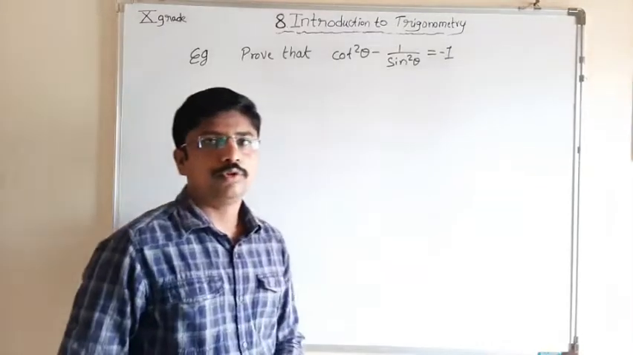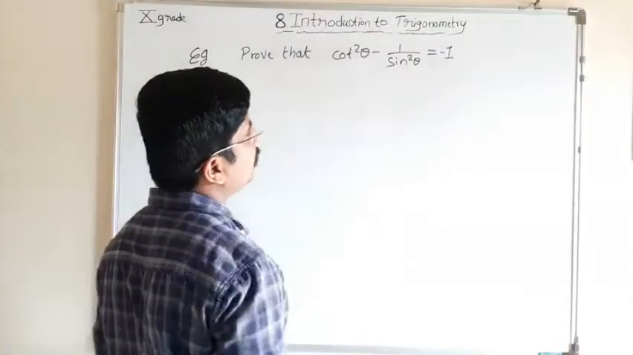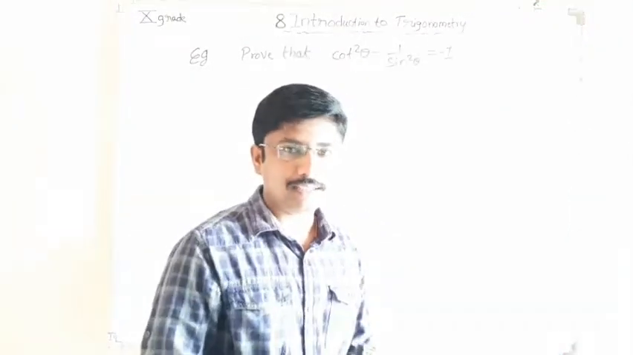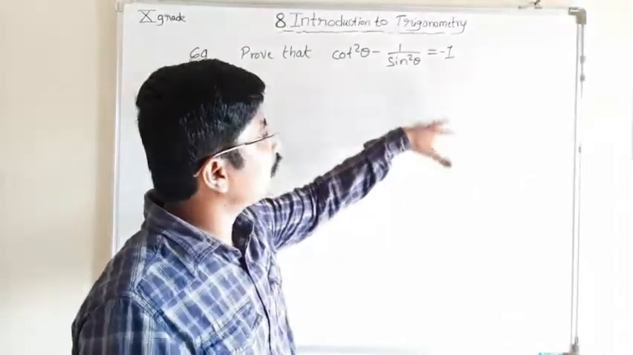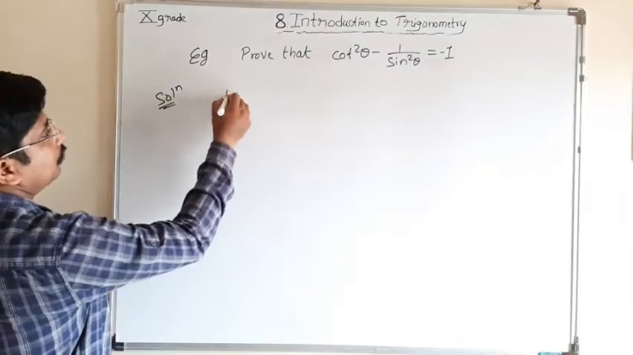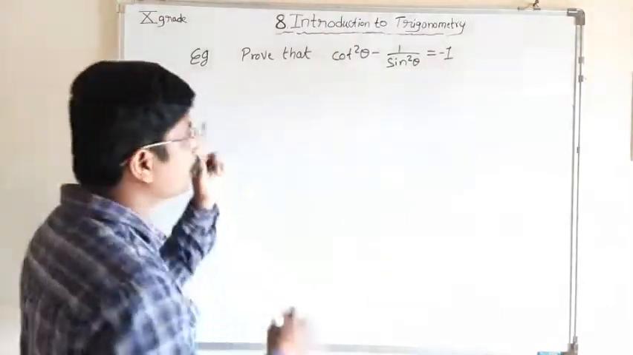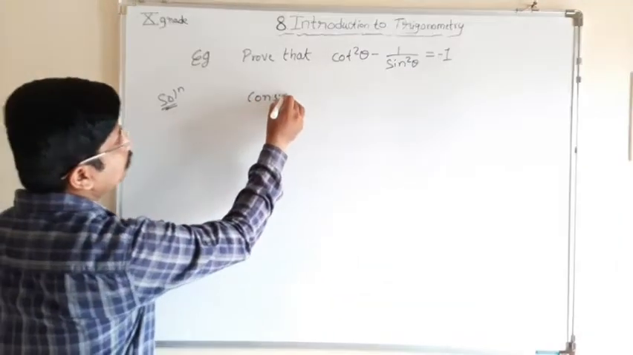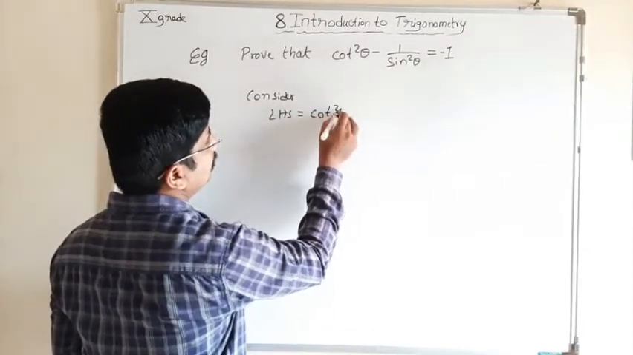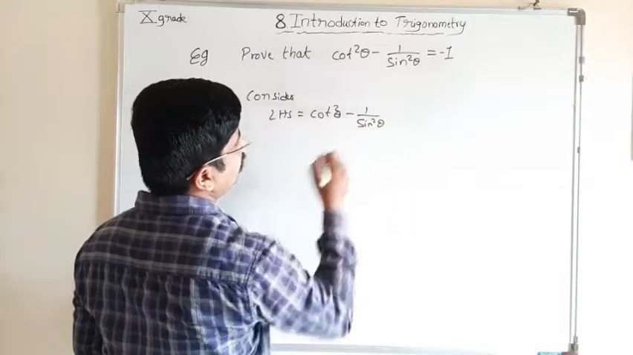Okay, dear students, we will move to the next example, that is, prove that cot square theta minus 1 by sin square theta is equal to minus 1. We have to prove this trigonometric identity. Solution. Consider the LHS part. LHS is equal to cot square theta minus 1 by sin square theta.